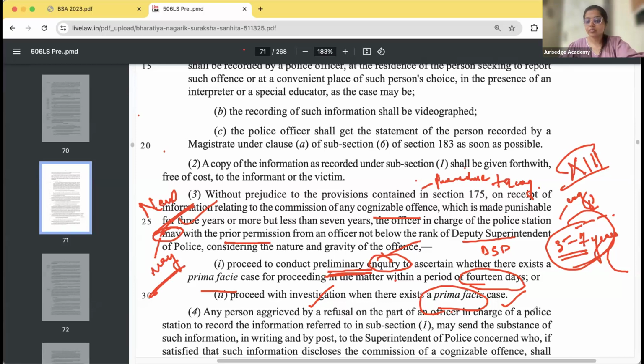That is why, to again restrict the power of police officer, the days are mentioned. If BNSS is giving the police powers considering the false cases, then it is restricting also. So within 14 days, the inquiry should be conducted by the police officer to ascertain whether there is a case or not. And if the police thinks that yes, there is a case, he will directly proceed with the investigation without even conducting the inquiry.